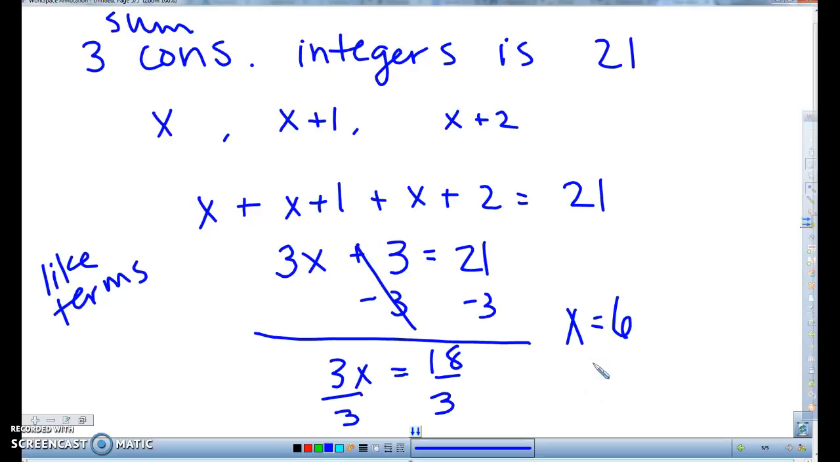That's great. That's not done though, because I had to look for all three consecutive integers. So I also need to know what x plus 1 is and x plus 2. Well, it becomes really easy. If the first one's 6, the next one's 7, and the next one is 8.